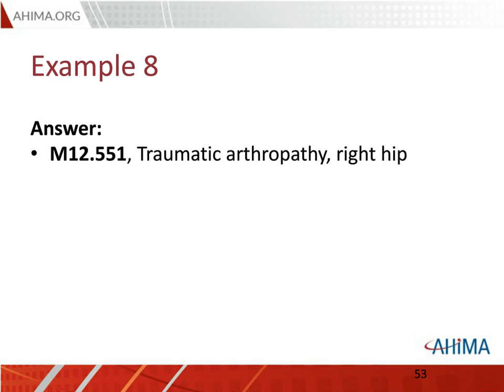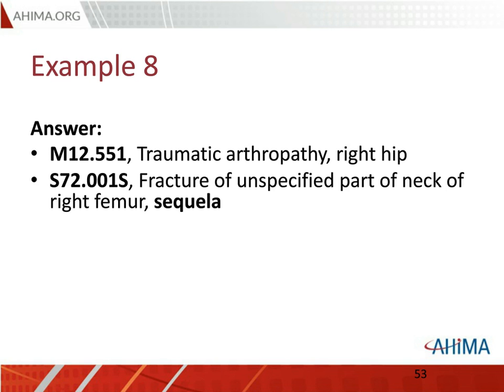So the M12.551 for traumatic arthropathy of the right hip. You can find that under arthritis. That sends you then to arthropathy, traumatic. And in the ICD-10, the 1 at the end in the 6th position will identify the laterality. It will give us the right side. And then we also want to code what caused this, right? So we're going to code the S72.001, and we're going to use the S on that code, right? So the S always goes on the injury code.